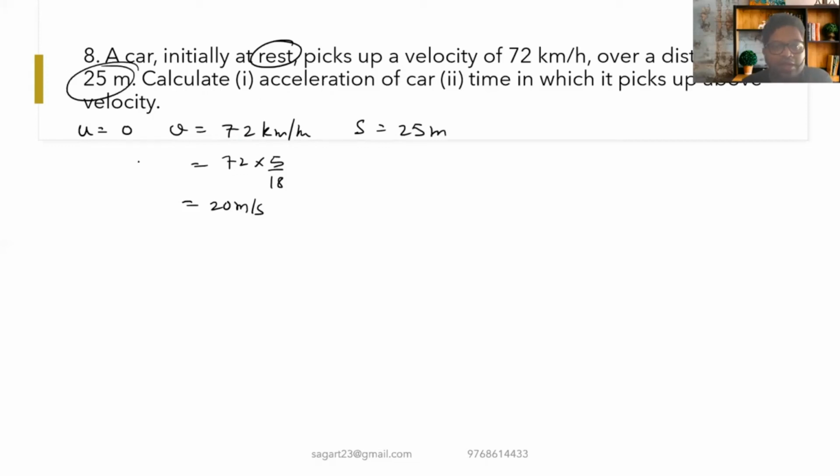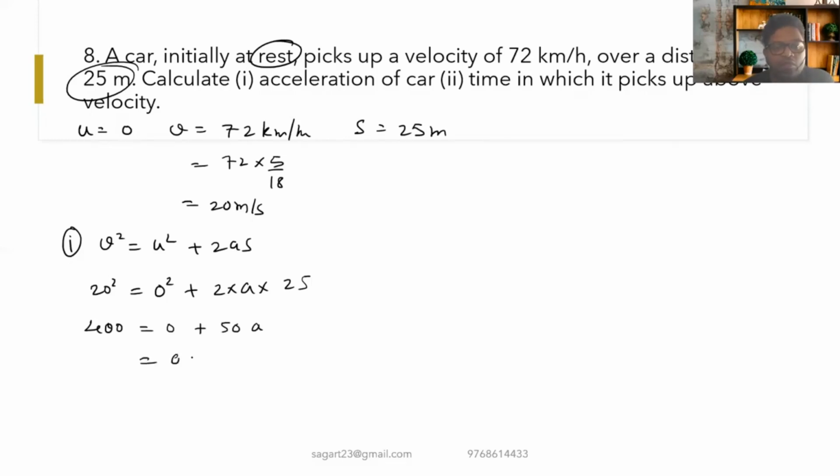Now they need acceleration. Now students, we don't have time, so we will use the third equation, that is v square is equal to u square plus 2as. So we have 20 square equal to 0 square plus 2 into a into 25. So this will be 400 is 0 plus 50a. So this will be 400 upon 50. A will be 8 meter per second square.